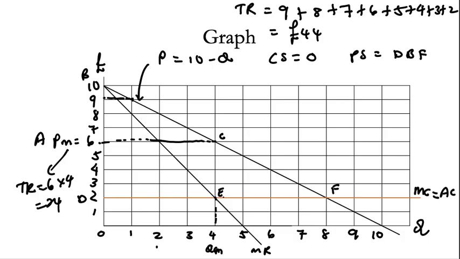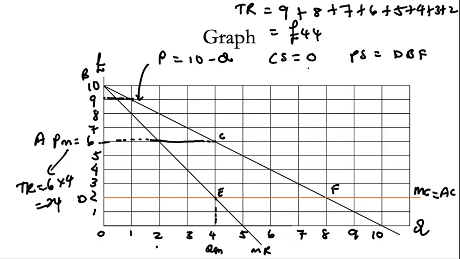Now, because of the existence of the triangle ECF, which is known as welfare loss, charging one single price is not beneficial when welfare loss exists. And if you charge with first degree price discrimination, there is no welfare loss because all consumer surplus is captured by producer surplus.